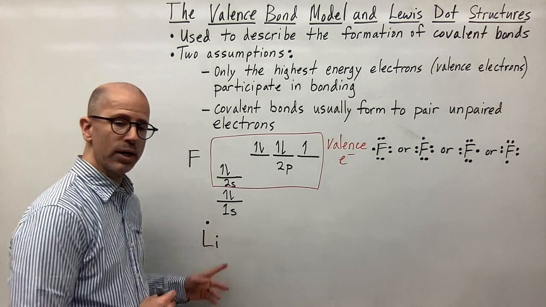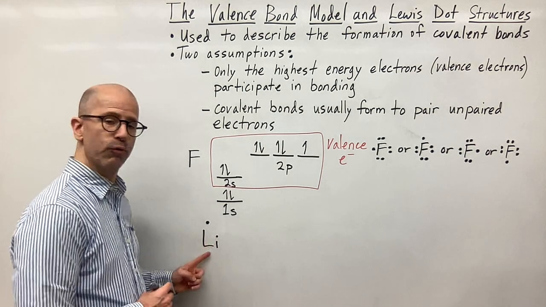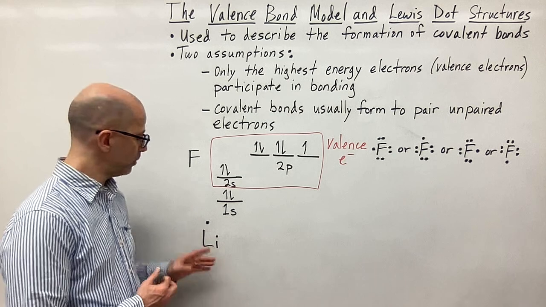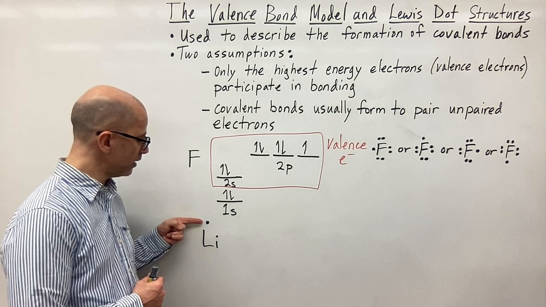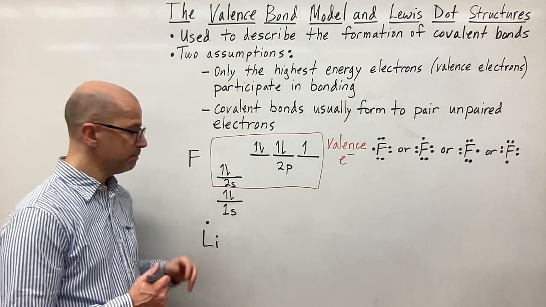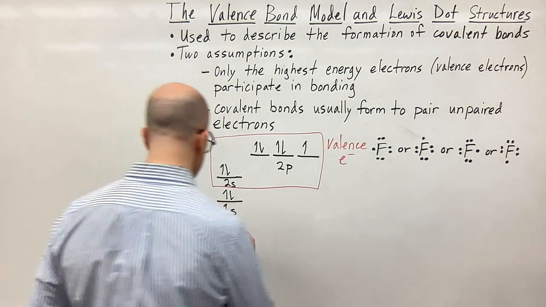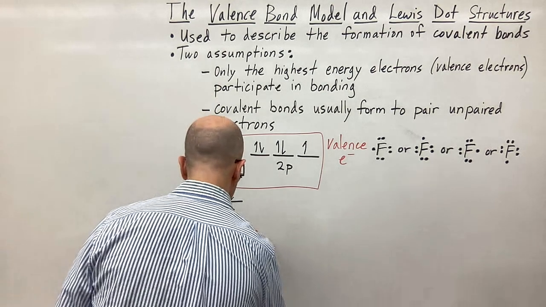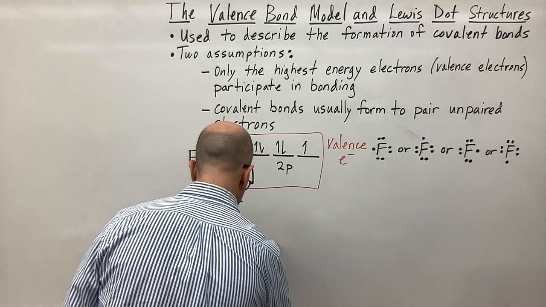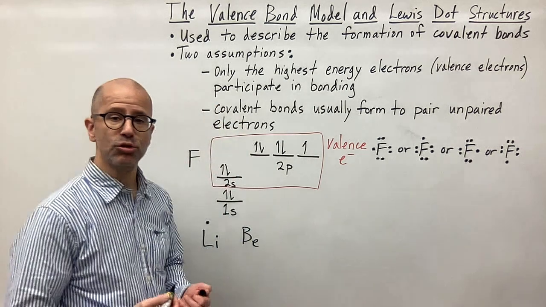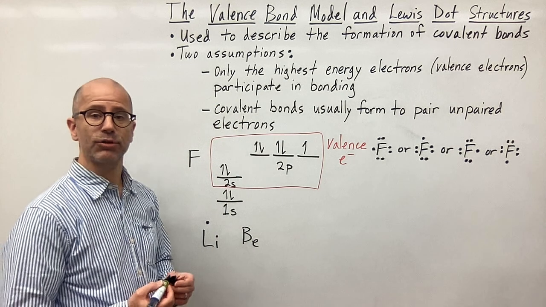So as long as you got one dot, this would be the Lewis symbol for lithium, and that would be it. So it has one valence electron, and it's got one dot. Then if we go to the next one, which is beryllium, so Be, beryllium is in group 2, so it has two valence electrons, so it's going to have two dots.